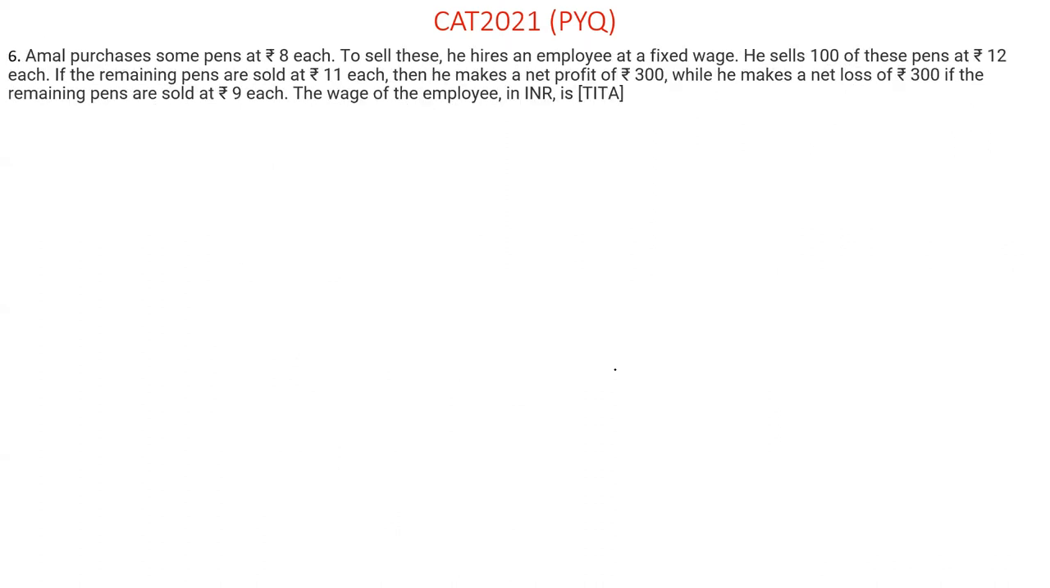So let's solve the sixth question. Amal purchased some pens at 8 each. To sell these, he hired an employee at a fixed wage. He sold 100 of these pens at 12 each.